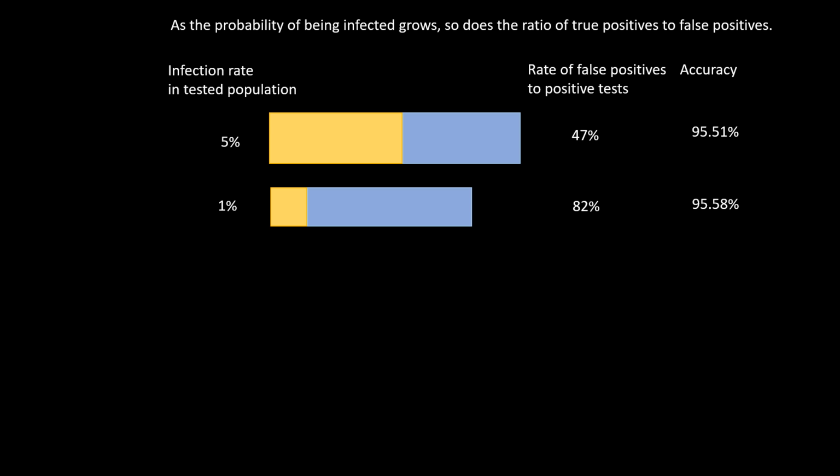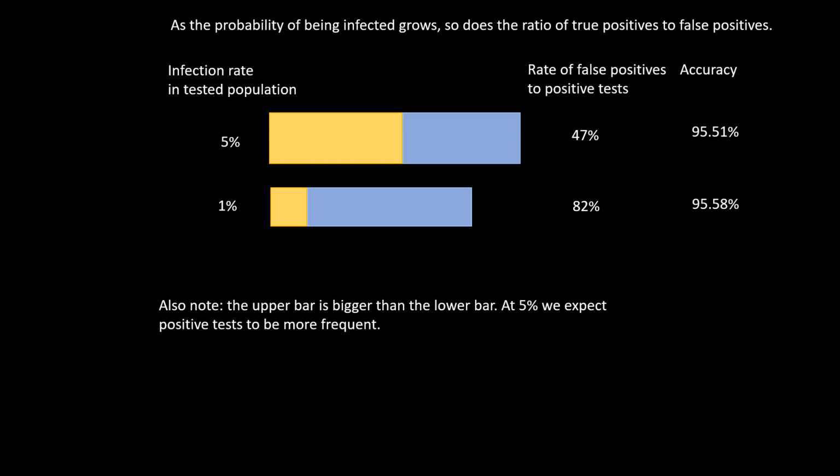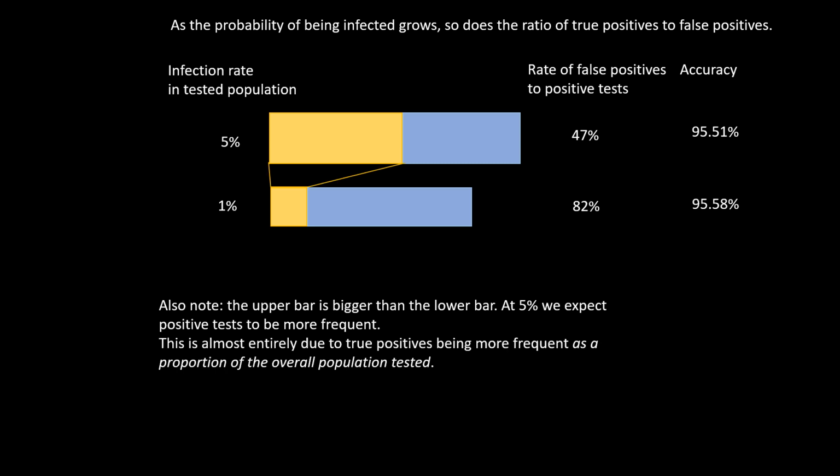You have even odds. Now, note that at 5%, the upper bar is bigger than the lower bar, because obviously, if you have 5% of the population which is infected, you expect to have more frequent positive tests. In fact, the number of positive tests that happen is almost entirely due to the fact that you have more true positives. The number of false positives actually decreases a tiny bit compared to what you had at 1%, but not by much.